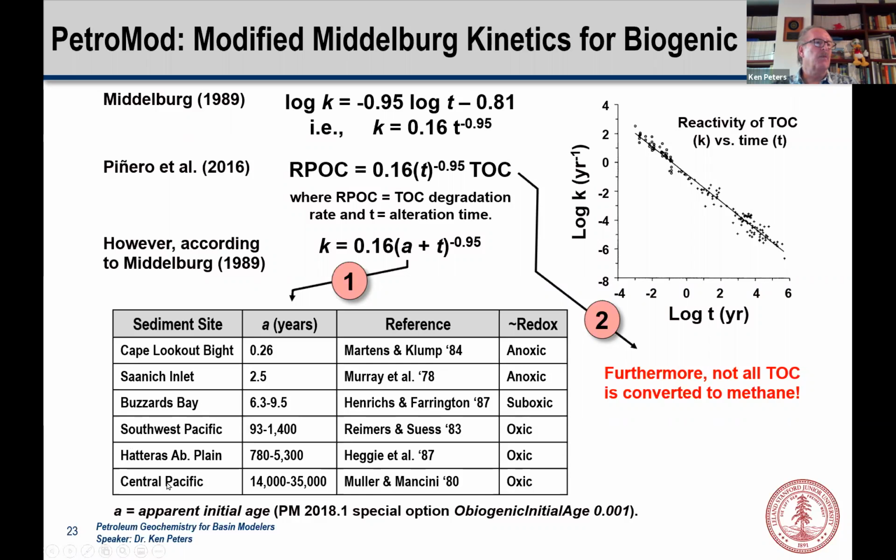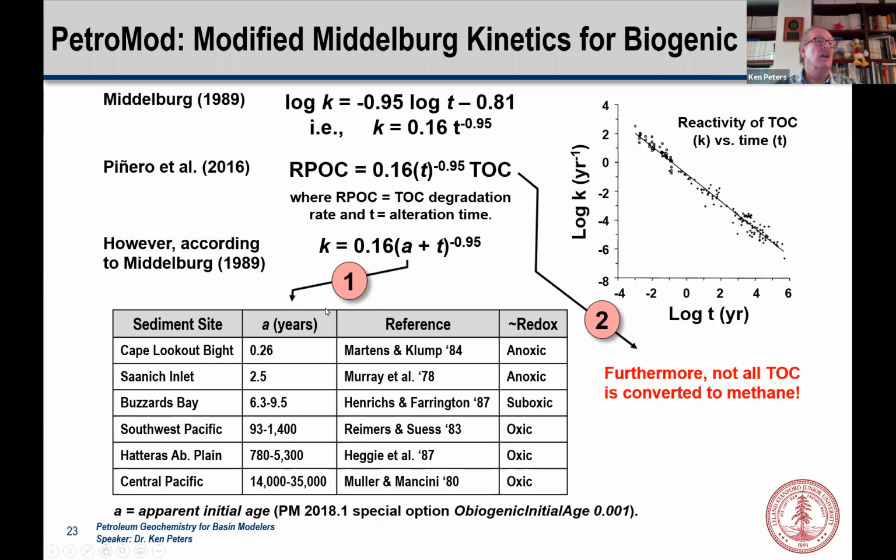Whereas you go to the Central Pacific or the Hatteras Abyssal Plain, I remember we talked a little bit about this when we talked about the center of the Pacific being basically a desert, in terms of the amount of organic matter that gets to the bottom sediments. That's because the water columns are so oxic that very little organic matter gets down there. And you see the effect on this apparent initial age. Wow, this apparent initial age really is going to change this equation quite a bit.